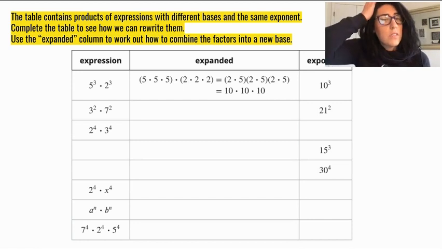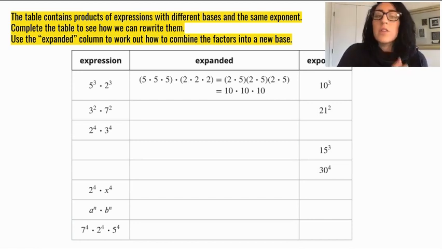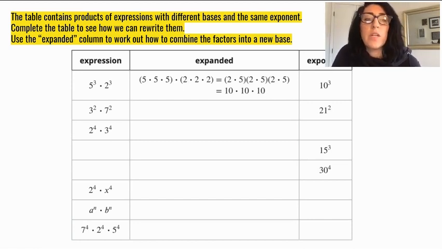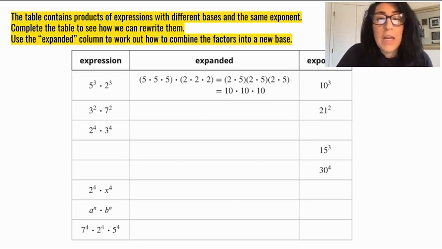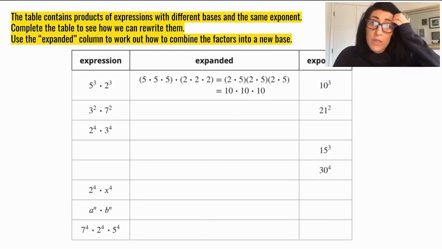So that first one that's done for us does come from the warm-up. So you can see the first part of the expanded form was what we wrote in the previous slide. And then we regroup them into the 2 times 5 that you see there 3 times, and 2 times 5 is 10, so that's where you're getting those 3 factors of 10 to rewrite it with the exponent in the exponent column as 10 to the third. So we can say that 5 to the third times 2 to the third is the same as 10 to the third.